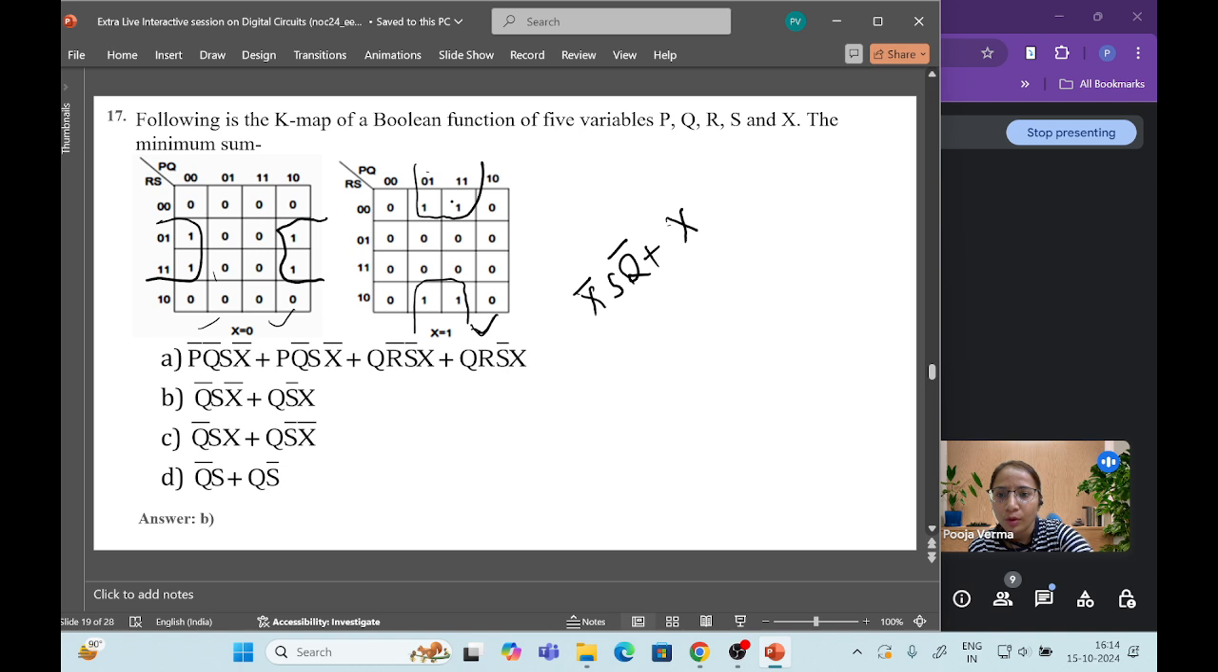So what will be the common in both? Here in this row wise 0, so that means S dash, and column wise 1. Common is 1, so Q only. So the answer is, if we write it, Q dash S x dash plus Q S dash x. Which option is correct? Option B is the correct answer in that case.